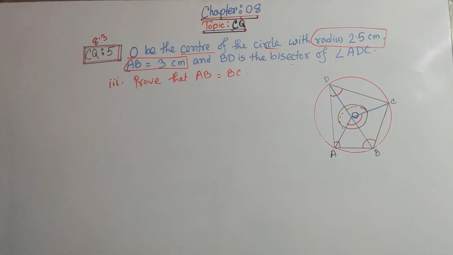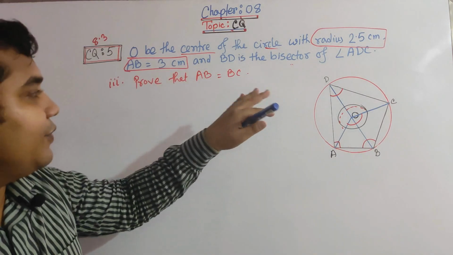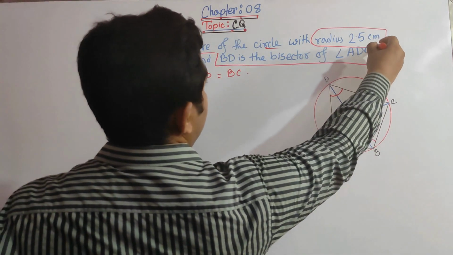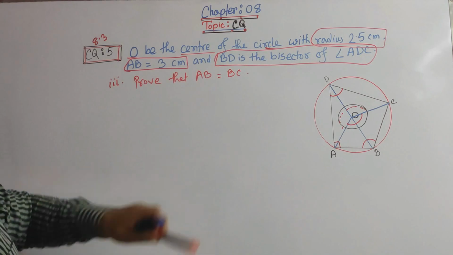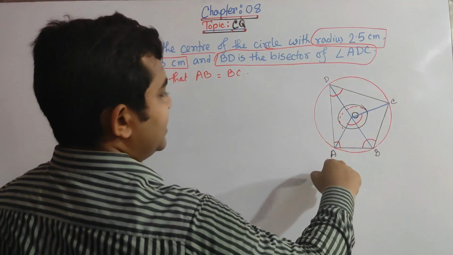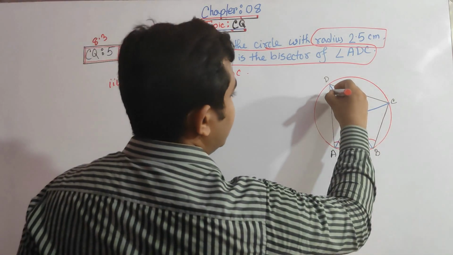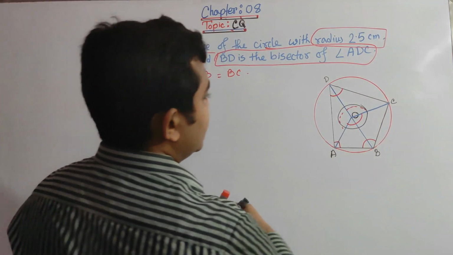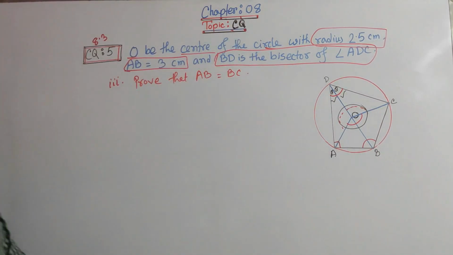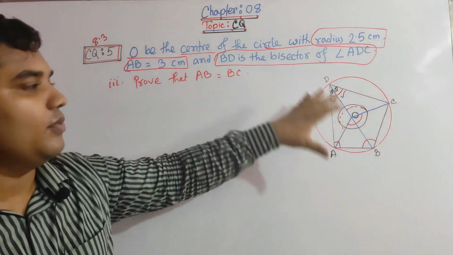Okay, dear students, now we are thinking about question number 3, and for this theorem, this statement will be very efficient. The statement is: BD is the bisector of angle ADC. If BD is the bisector of ADC, then we can say this angle equals this angle, and this angle equals this angle. If we use this concept, then we can easily prove this theorem.